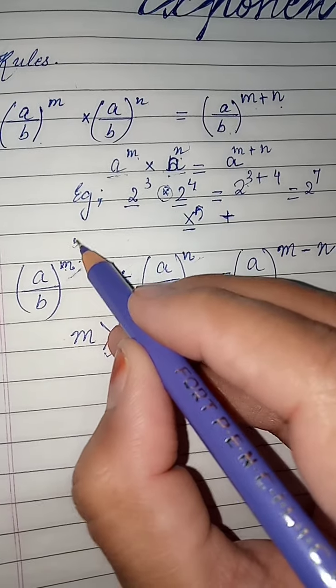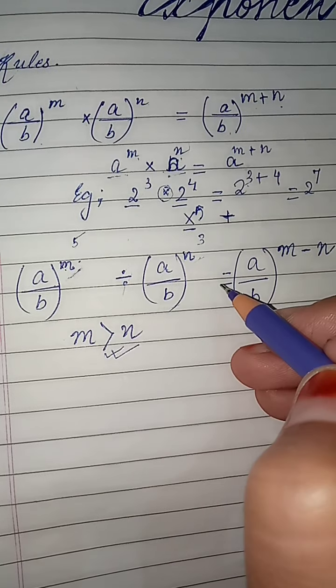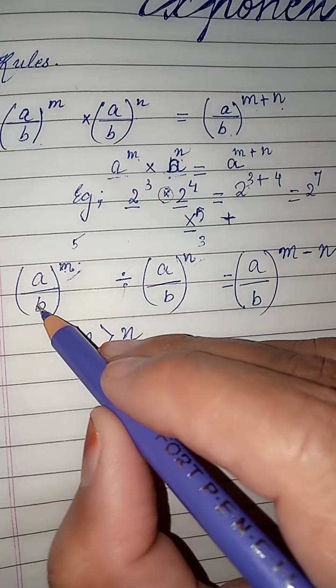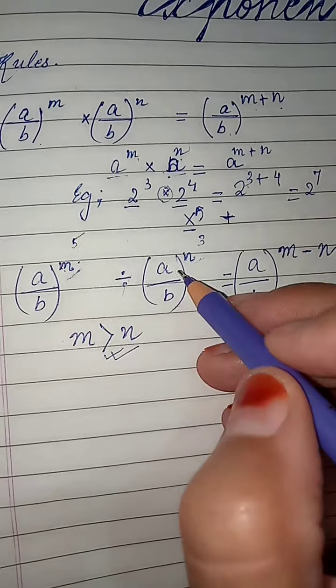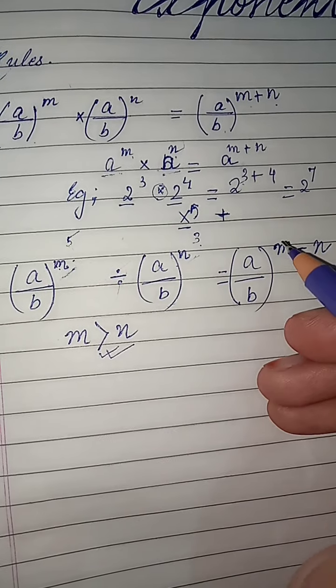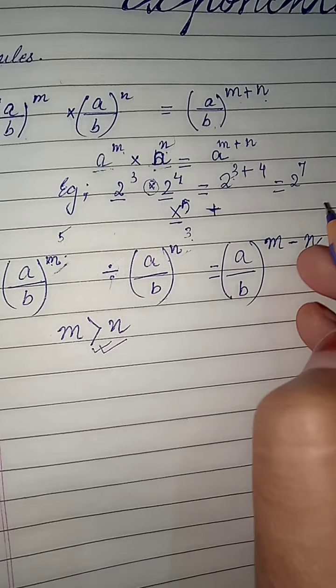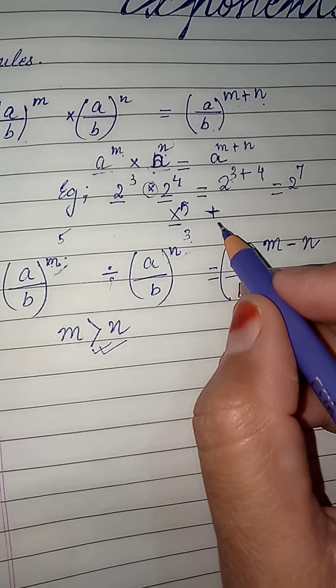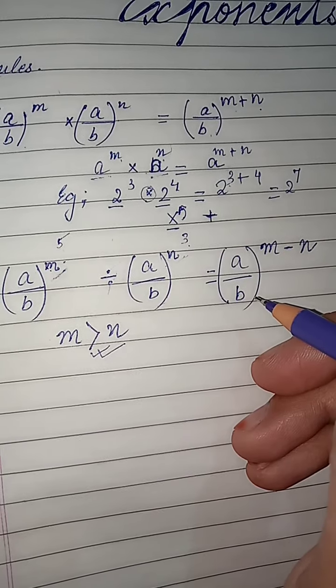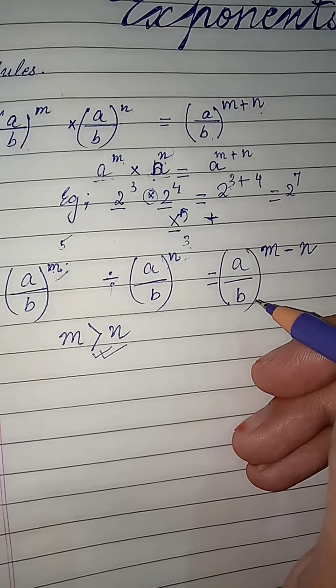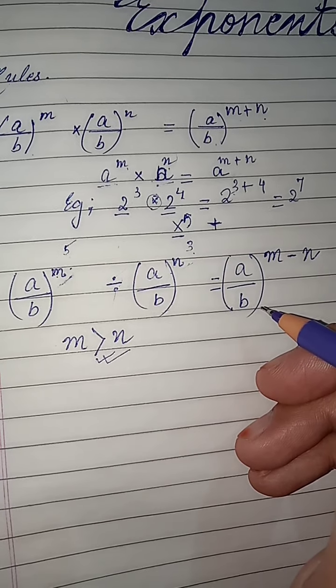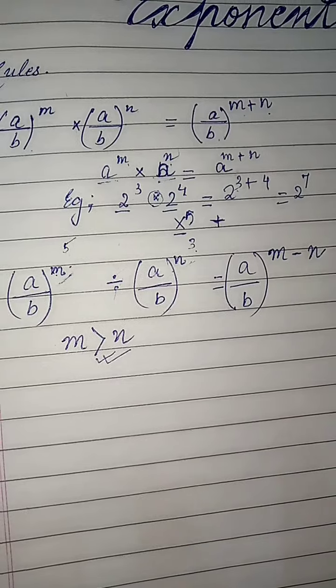For example, here it is 5 and here it is 3. Okay, so (a/b)^5 divided by (a/b)^3. So what will be your answer? (a/b) to the power 5 minus 3. So final answer will be (a/b) to the power 5 minus 3 is 2. I suppose you have understood. You will understand it in a better way when we solve the questions.